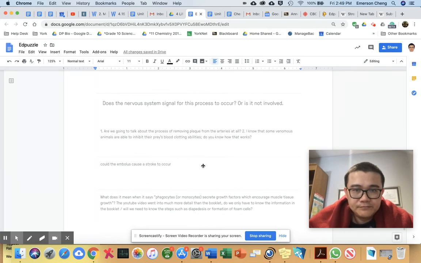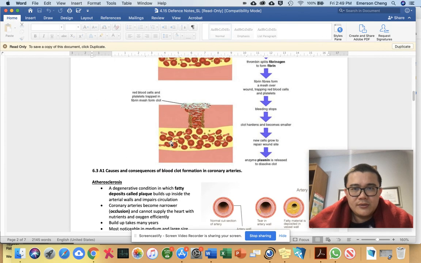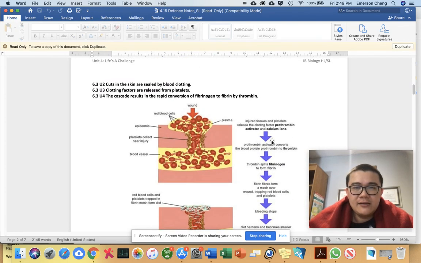Oh yeah, some venomous snakes inhibit their blood clotting ability. Do I know how it works? I know some, I don't remember. Is it the rattlesnake that causes one of those? Again, you have a lot of clotting factors here. Sometimes it's a clotting factor, sometimes it's the other proteins.